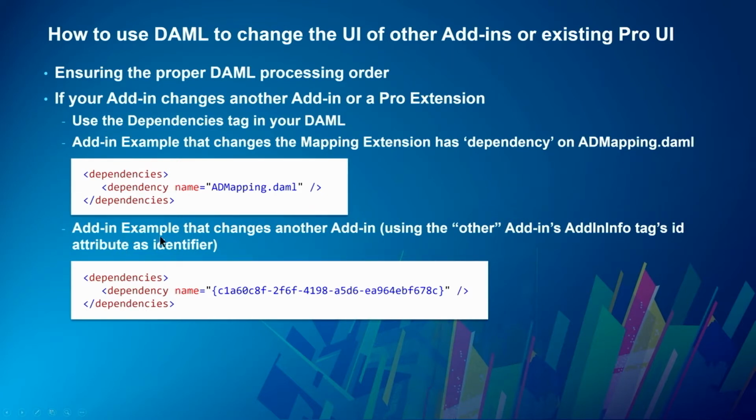So if I have an add-in example that changes another add-in, let's say I have two add-ins, then I would use the other add-in's add-in info tag's ID attribute as identifier. And Uma earlier in the demo showed you that in the metadata add-in info tag's data, there's always an ID tag. It's a GUID. So that's what you would specify here. So in this case, for an add-in, I specify my dependency as a GUID. So I need to know what the GUID is of that add-in I want to change.